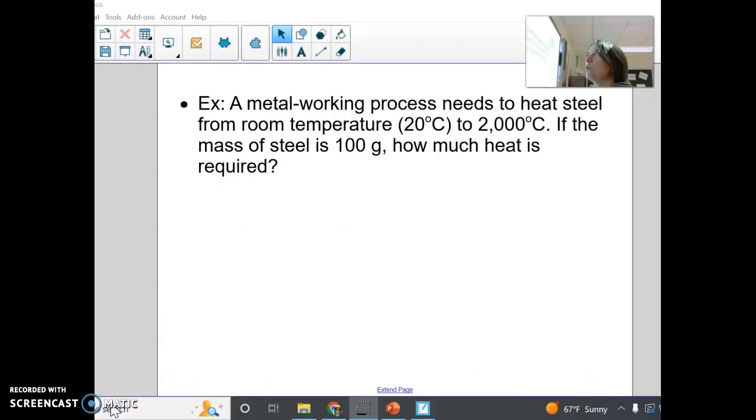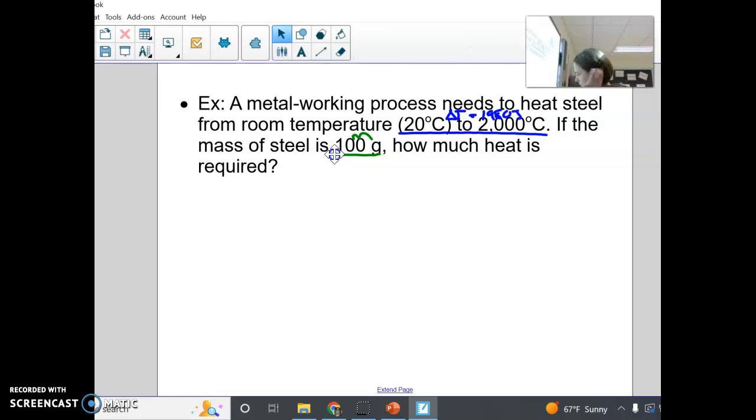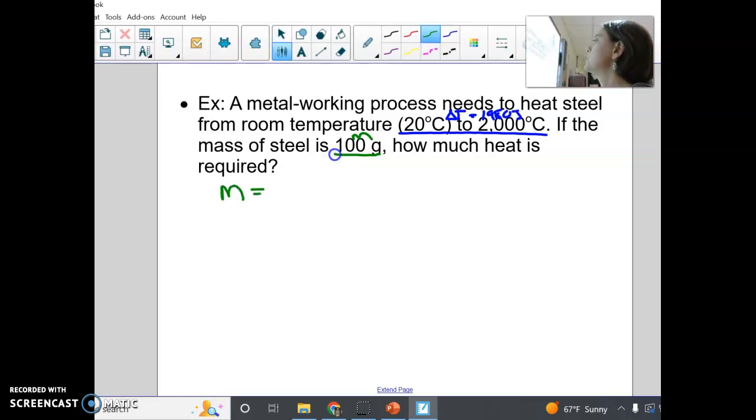Well, the computer was being a little bit ornery, so let's try this on the smartboard. So we know, let's figure out what we know first. We know the mass is 100 grams. We know our change in temperature goes from 20 to 2000, which they don't want either of those, they want the change. So 2000 minus 20 is 1980, which I can scroll down on this, so I might as well just write it there.